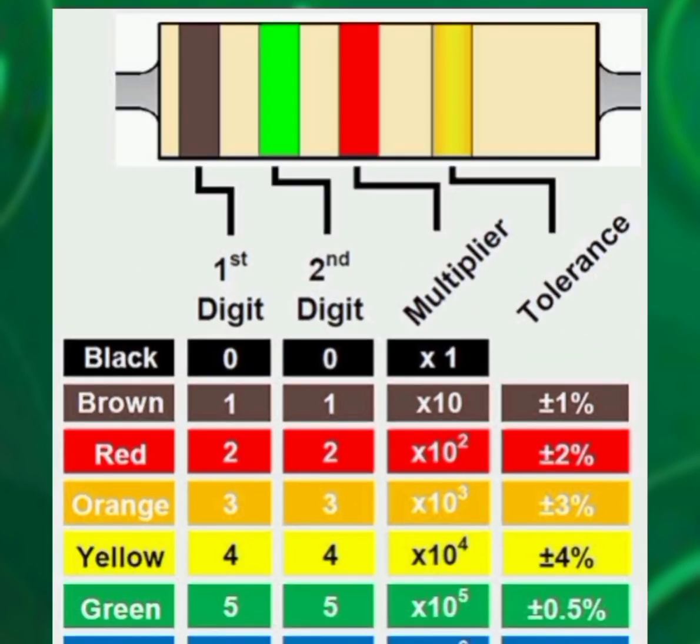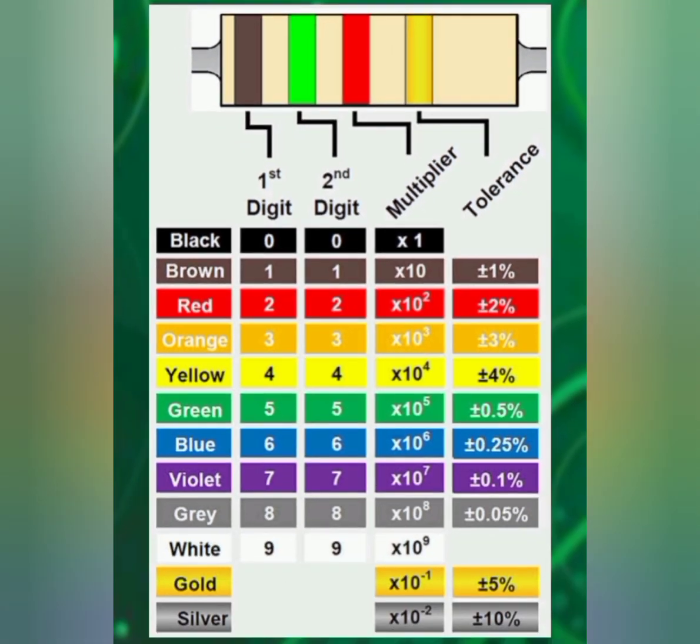The color of the first ring on the extreme left gives the first digit, the color of the second ring gives the second digit, and the third ring gives the multiplier by which the first two digits are multiplied. The fourth ring determines the tolerance of the resistor. Gold indicates plus or minus 5% tolerance, silver indicates plus or minus 10% tolerance, and if no band is there, it indicates plus or minus 20% tolerance.